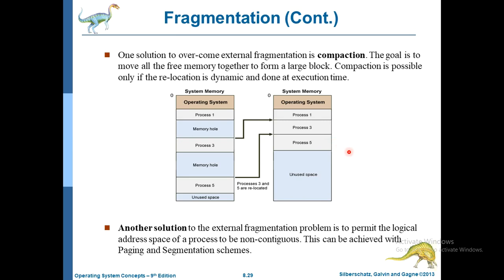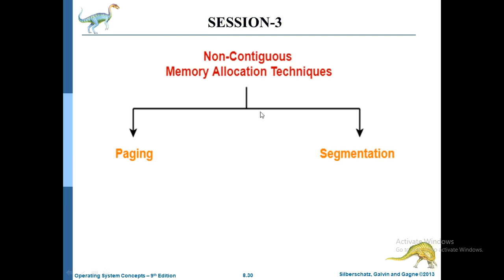So we have another solution to avoid the external fragmentation problem. Here we are using contiguous memory allocation, right? We can use non-contiguous memory allocation. By using non-contiguous memory allocation, we can avoid external fragmentation. In the next session, we will discuss the non-contiguous memory allocation technique. Here we have two important techniques: paging and segmentation.